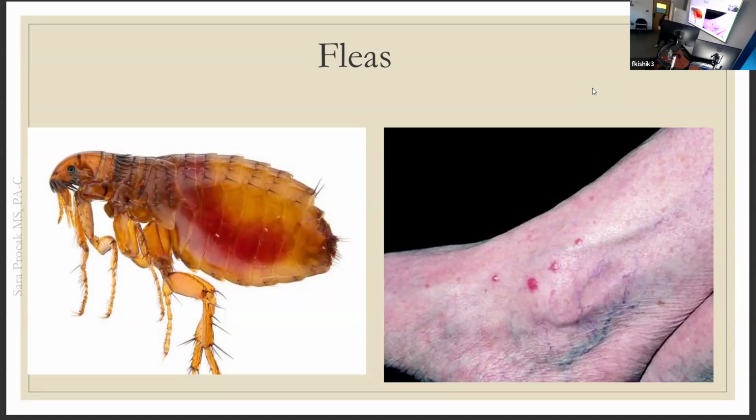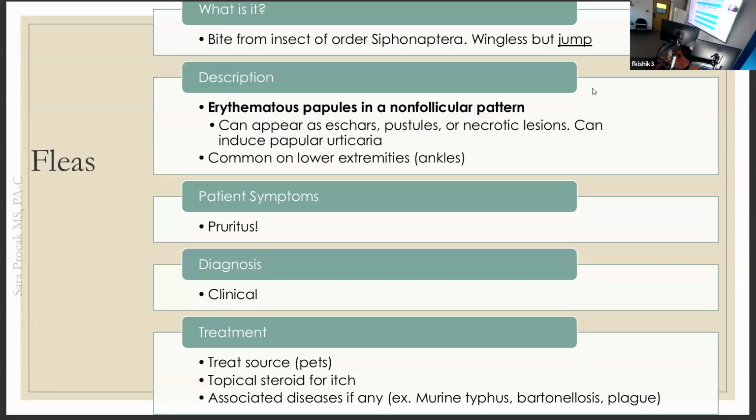All right, so you're going to get these erythematous non-follicular papules, just like what you're seeing here. They can be pretty itchy. These fleas, believe it or not, can jump very, very high. They can even jump up to 2 feet. So they've got powerful legs, I guess. It's like 150 times their own length, so they can get around. It's going to be a clinical diagnosis.